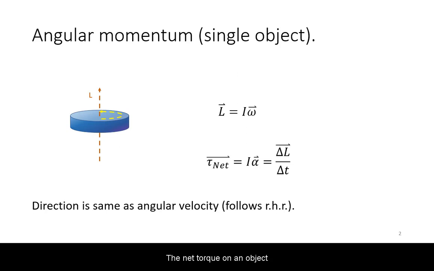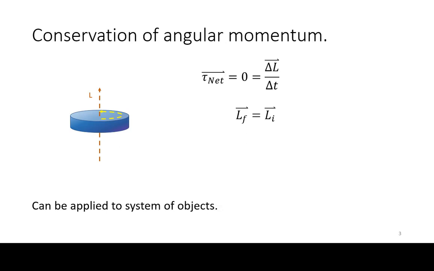The net torque on an object will equal its rate of change of angular momentum with time, according to Newton's second law. When the net outside torque is zero, the angular momentum is conserved.